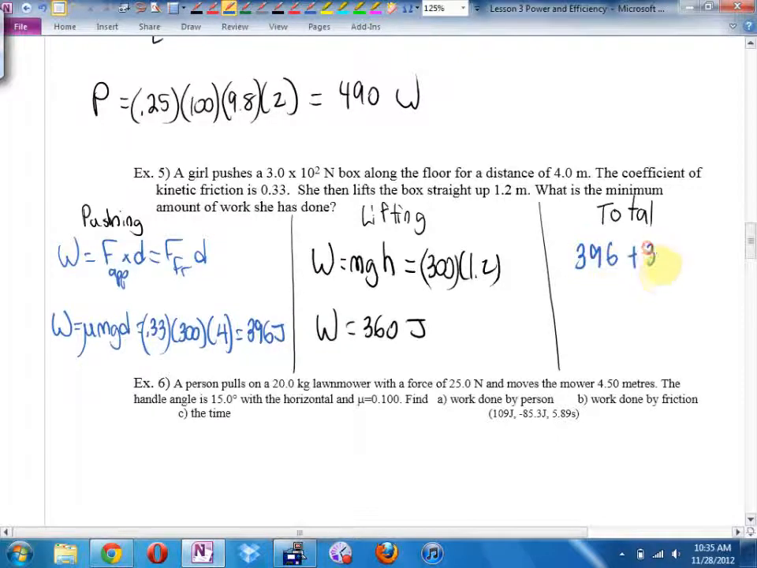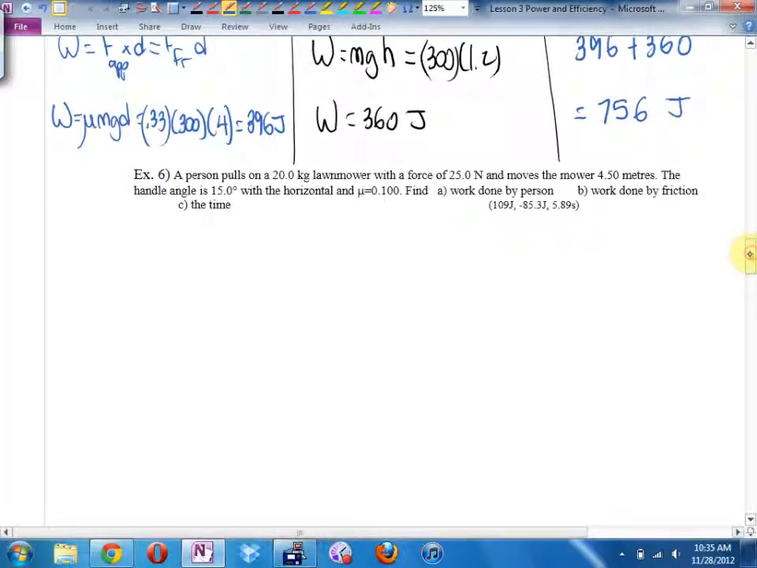396 plus 360. The minimum amount of work, assuming she never increased or changed the speed of the object, never gave it any extra kinetic energy, is 756, yeah? Units? Joules. Okay.